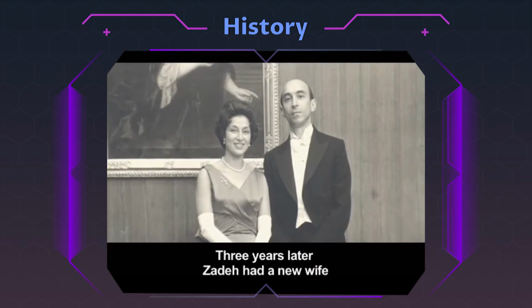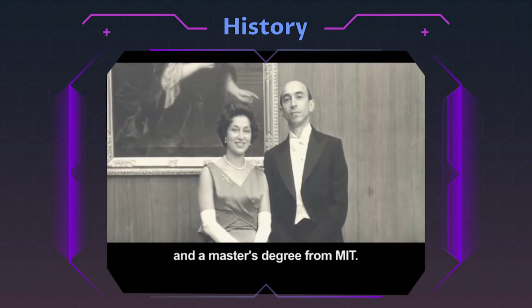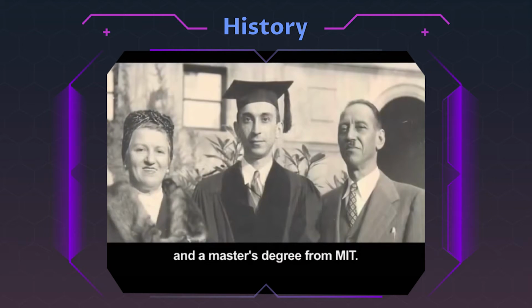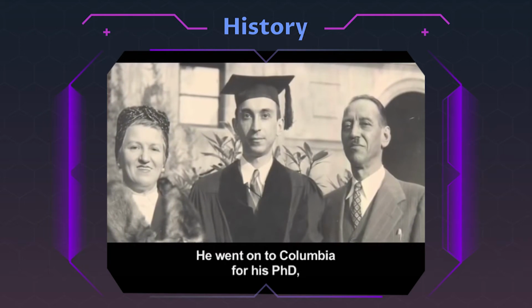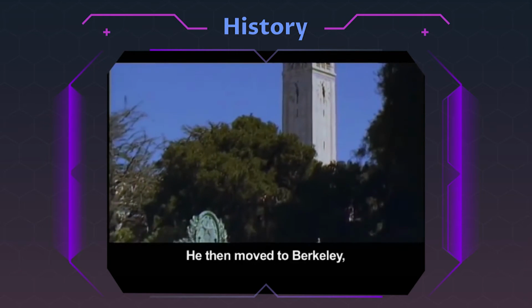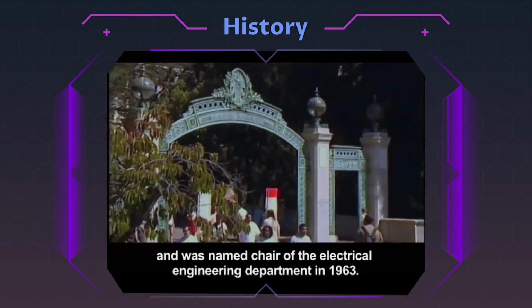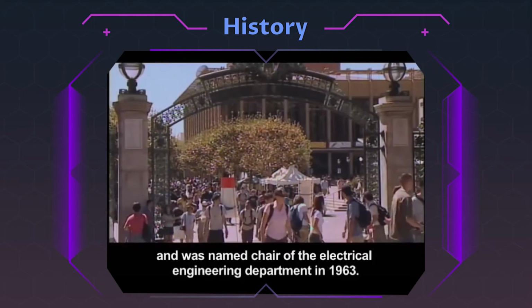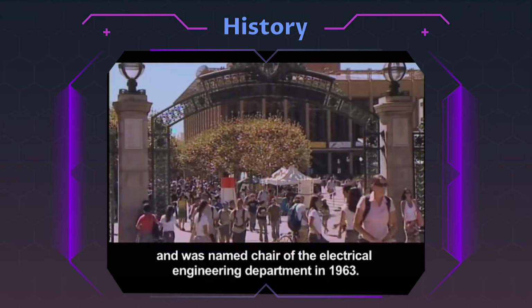3 years later, Zadeh had a new wife and a master's degree from MIT. He went on to Columbia for his PhD, where he would remain for 17 years. He then moved to Berkeley and was named chair of the Electrical Engineering Department in 1963.